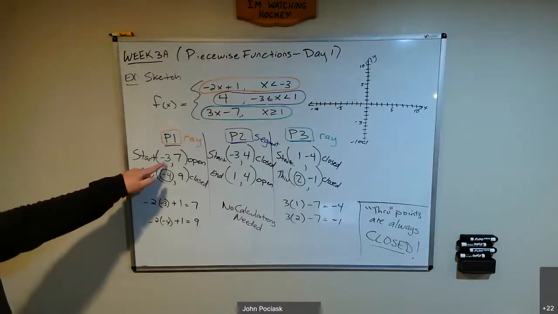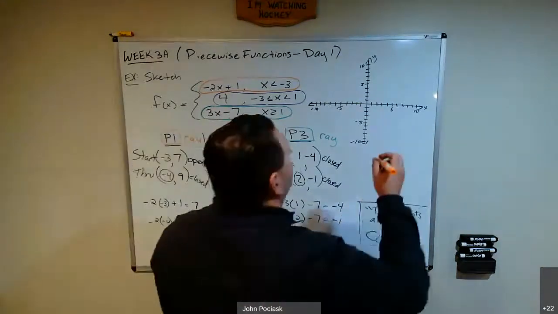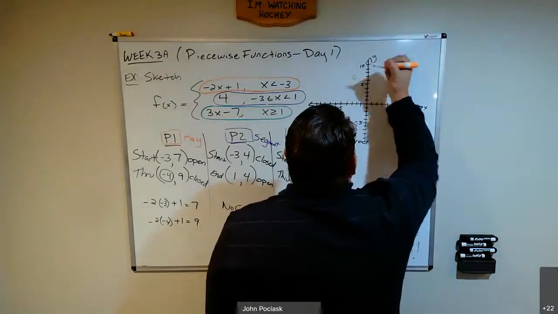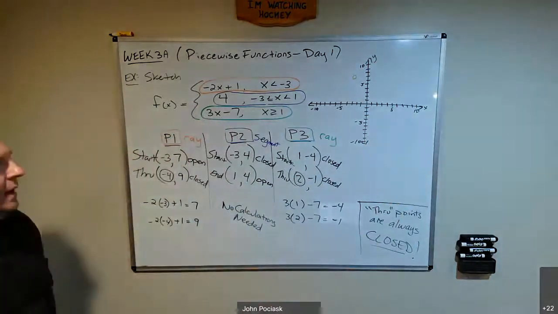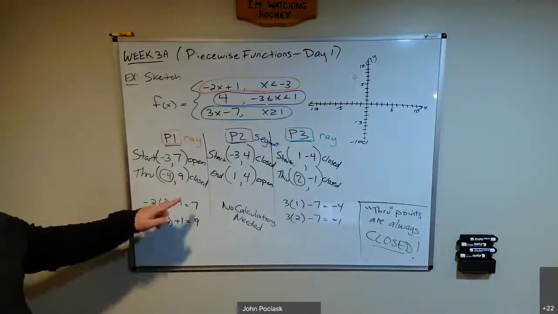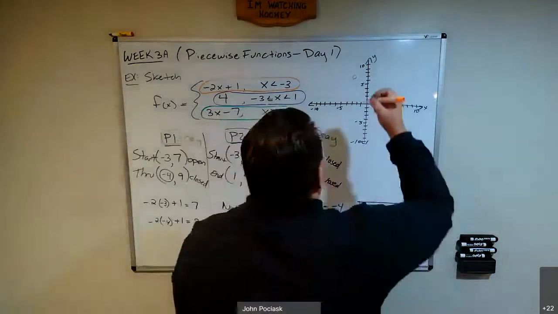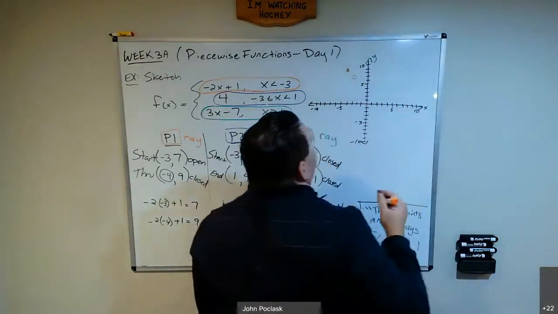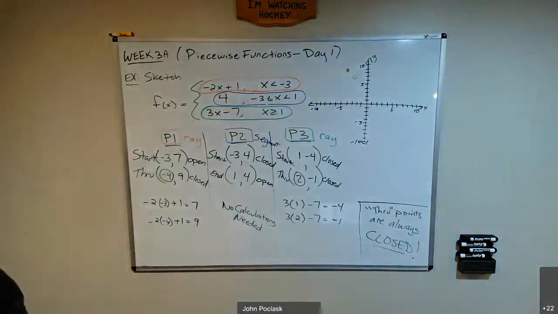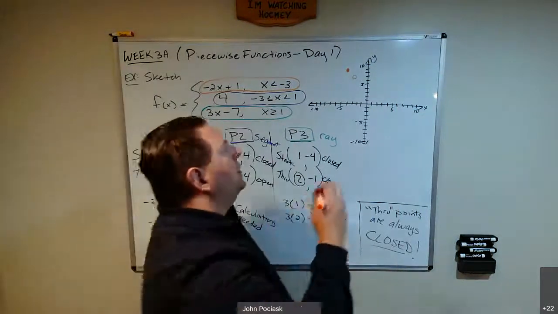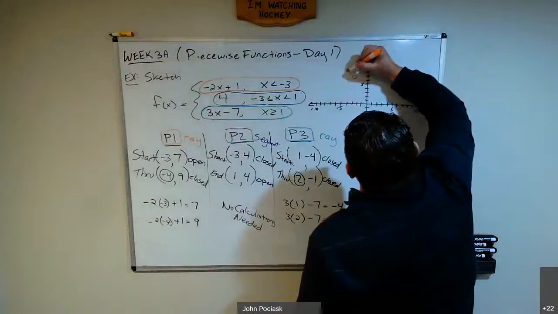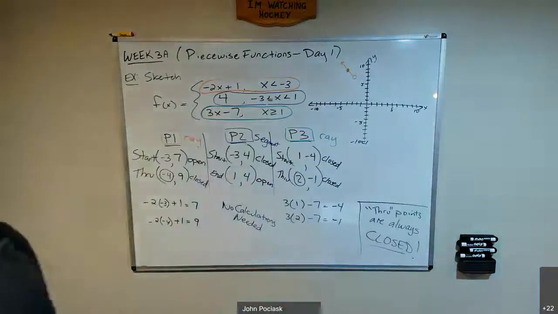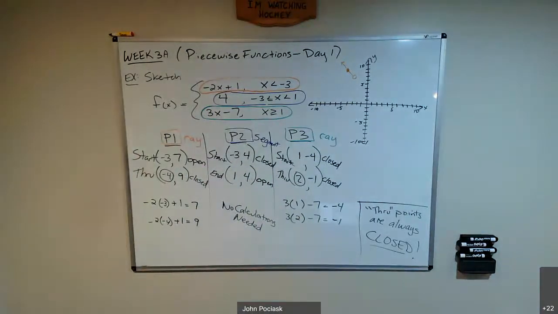So this first piece starts at -3,7 with an open circle. -3,7 would be right about here. And then it goes through -4,9. -4,9 is out here. Okay? And it's going through that point. So it's starting at the open circle and going through -4,9. So it's going up and to the left. And it's a ray. So you should put an arrowhead on the end of it.